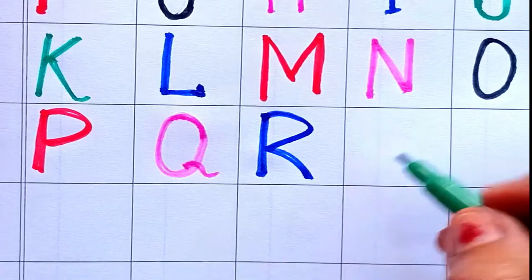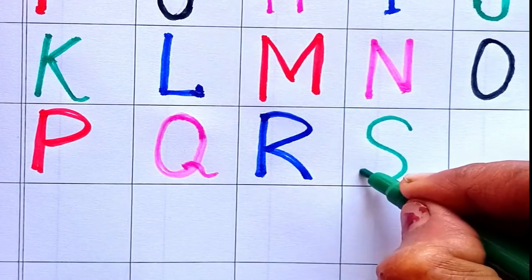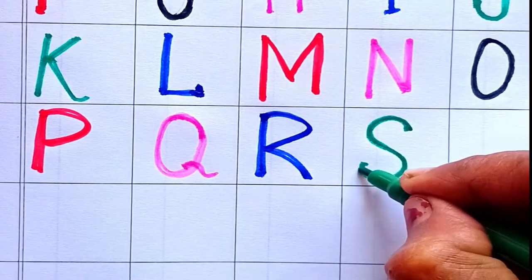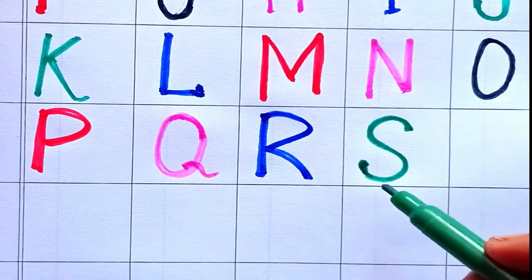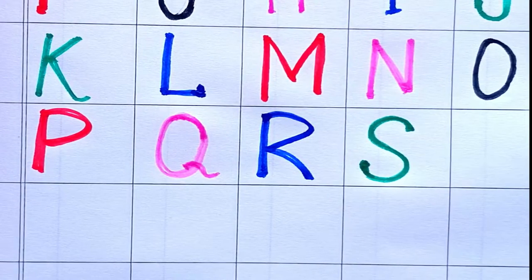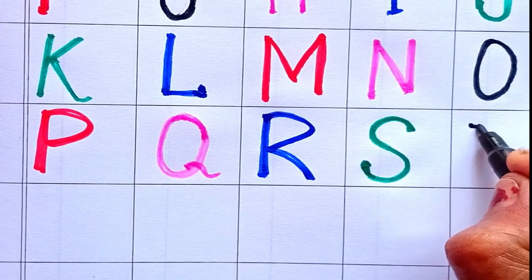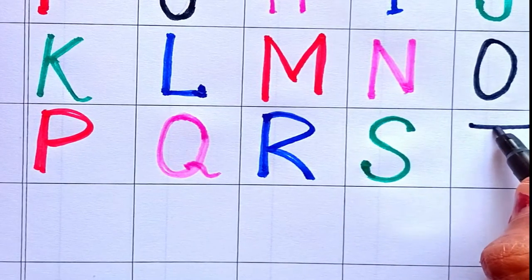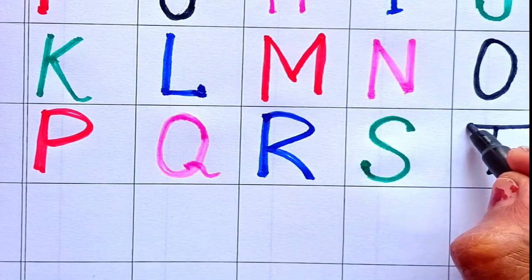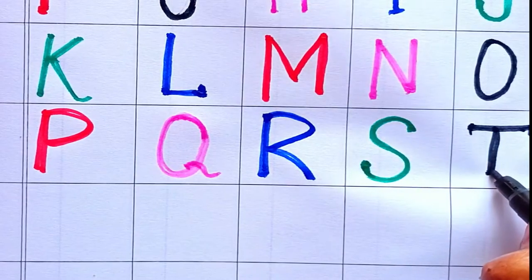Green color. S. S for sky. S for sky. Black color. T. T for table. T for table.